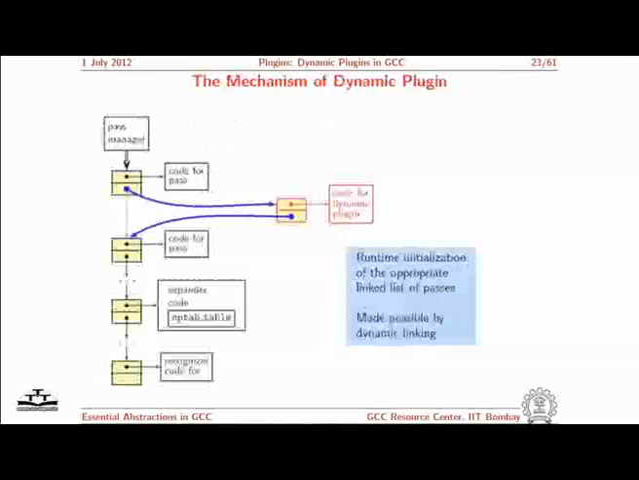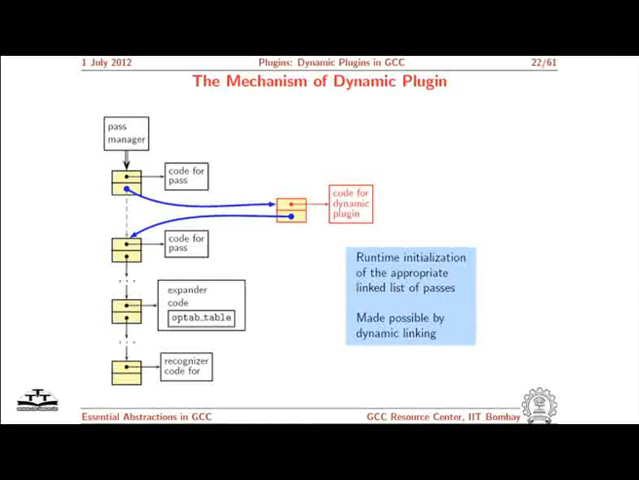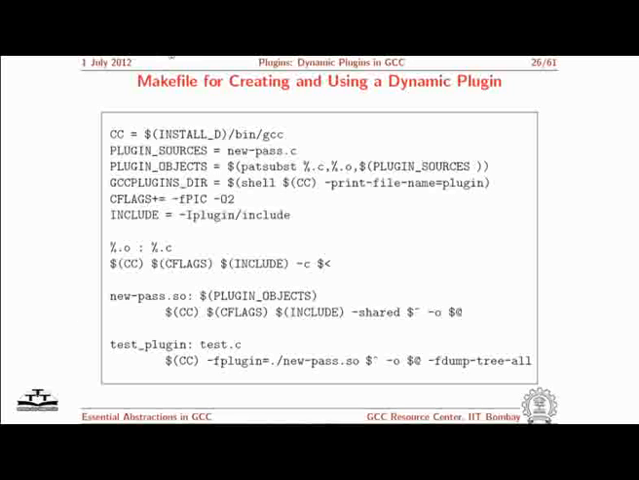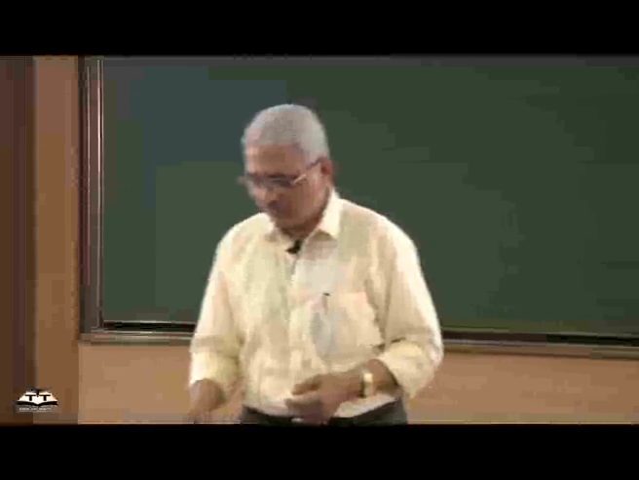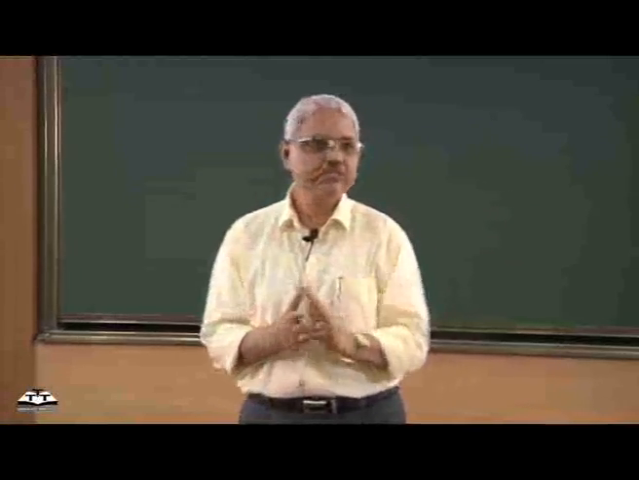Once I do this, I can essentially get this effect. This is the original pass list, and with a dynamic plugin, I end up getting this. So I guess that is the main thing. Then this makefile has been provided, will be provided to you. Let's not get into too many details of what this does, but basically, it creates a shared object file of the pass, and then it invokes GCC with this particular -fplugin option. So this is the summary of what we would like to call a plugin mechanism in GCC.